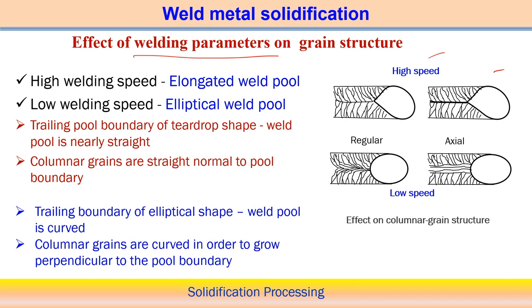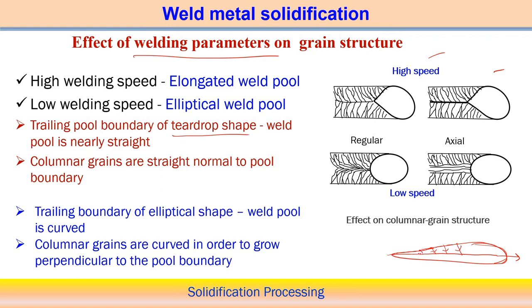When the weld pool or melt pool shapes are different, that influences the solidified structure as well. If we analyze what the solidified structure can be in these two cases: if the welding speed is very high, it will basically be a teardrop shape, meaning a long pool, suppose it is moving this way. In the teardrop case, solidification starts at the boundary and gradually moves to the weld center.